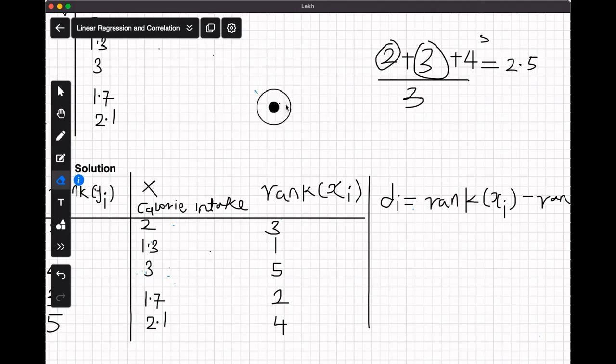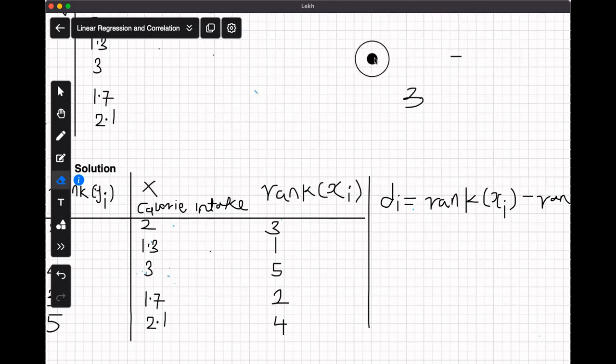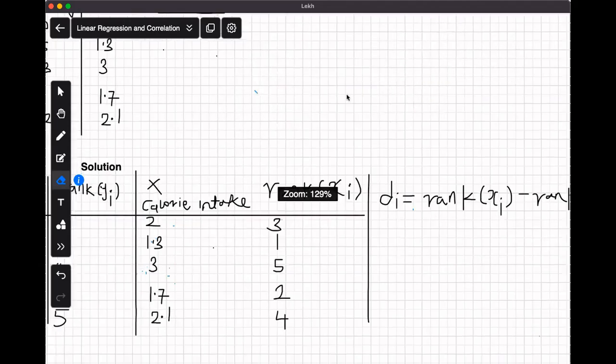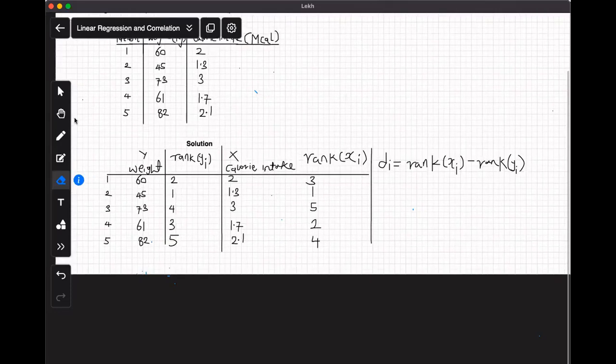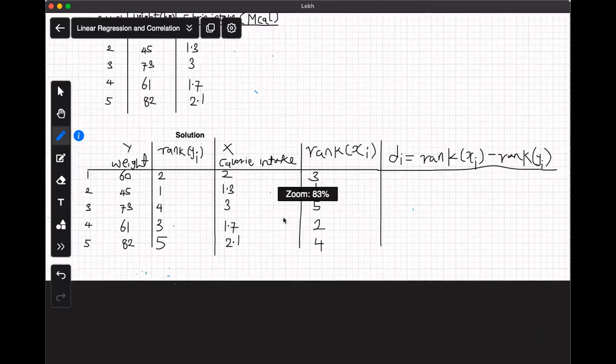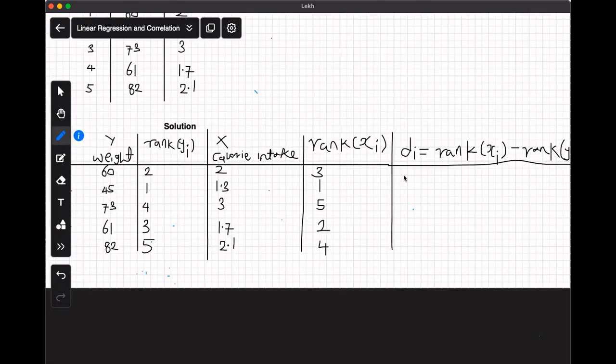Now we have obtained our ranks, and please take note of the case in which there's a tie. When a number is appearing more than once, we say there's a tie, because the rank they will receive will be the same. Now we take the difference between them. 3 minus 2 will be what? 1. 1 minus 1 will be what? 0. 5 minus 4 will be what? 1.